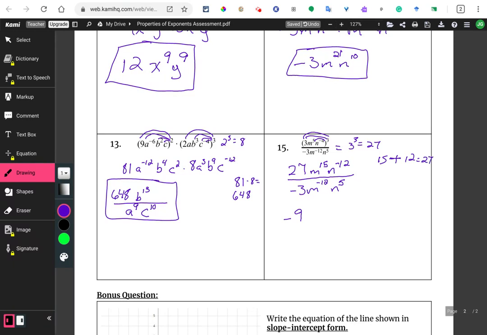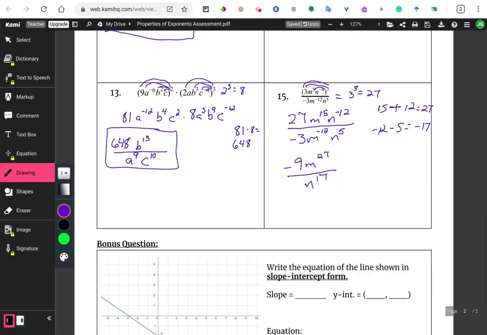Okay, so it's going to be m to the 27th, and then negative 12 minus 5, right? Negative 12 minus 5 equals negative 17. So that means that n is going to go on the bottom with 17. Okay. So there we go. That is that for that problem.